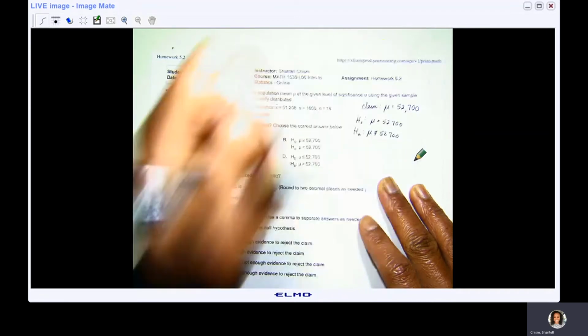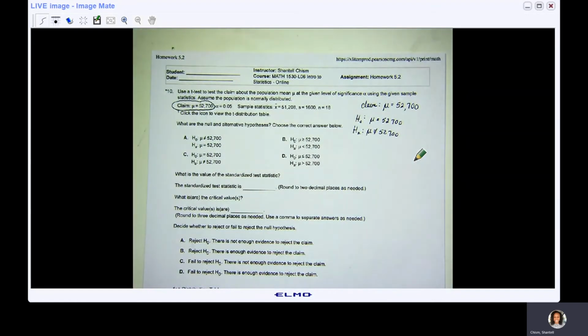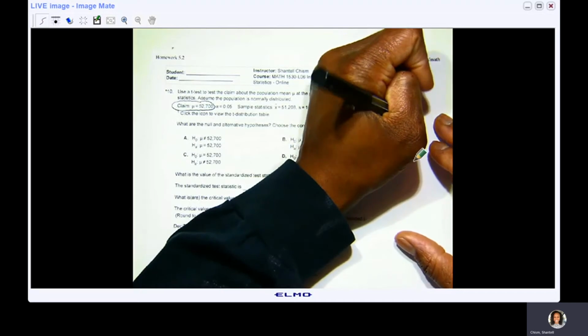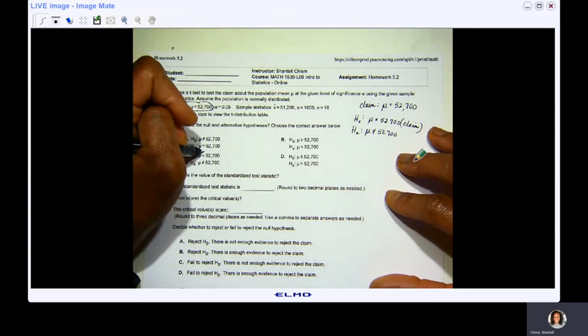So the way we set these up, even though it's a t-test, because it does say use a t-test, the way that we set this up is very much just like we did before, okay? As far as setting up the hypotheses, that hasn't changed. Your claim is H naught because it contained equality, okay? All right. Now that we've got our hypotheses written, let's just choose the correct one. It has to be C.